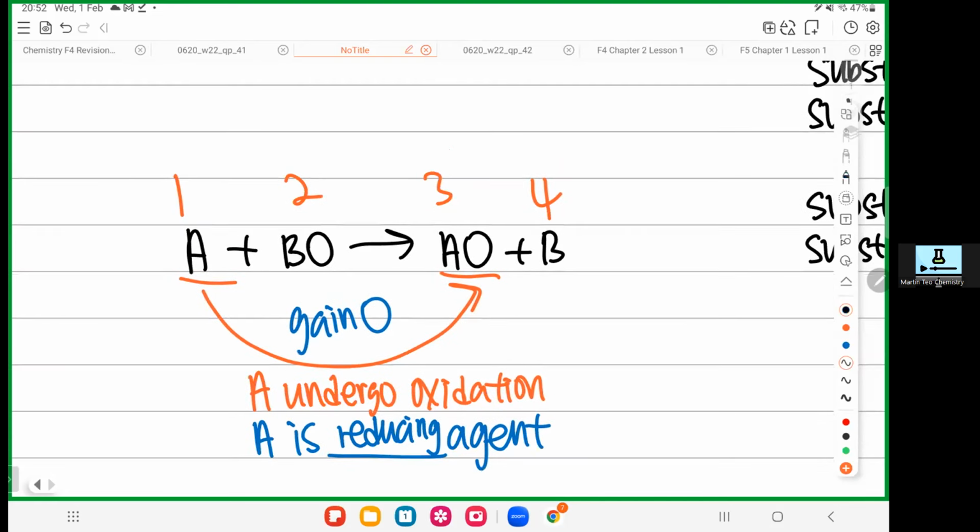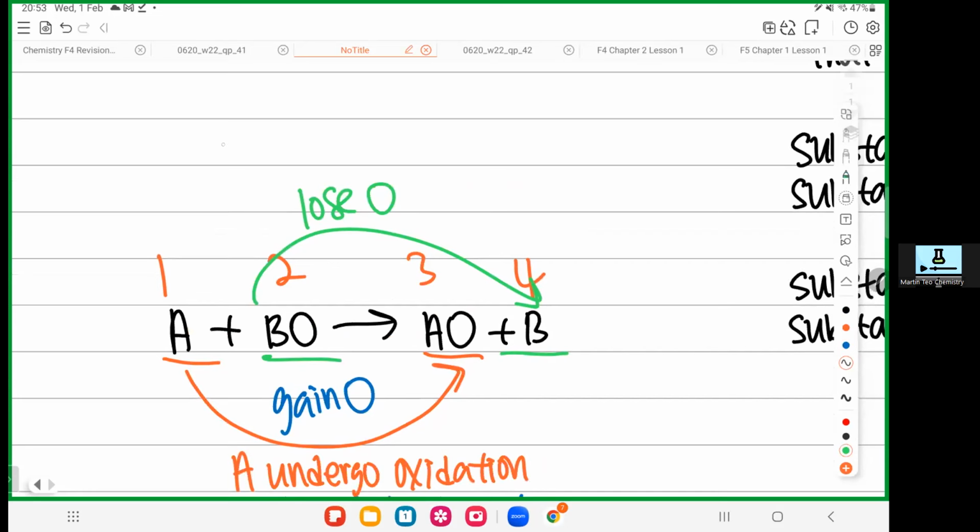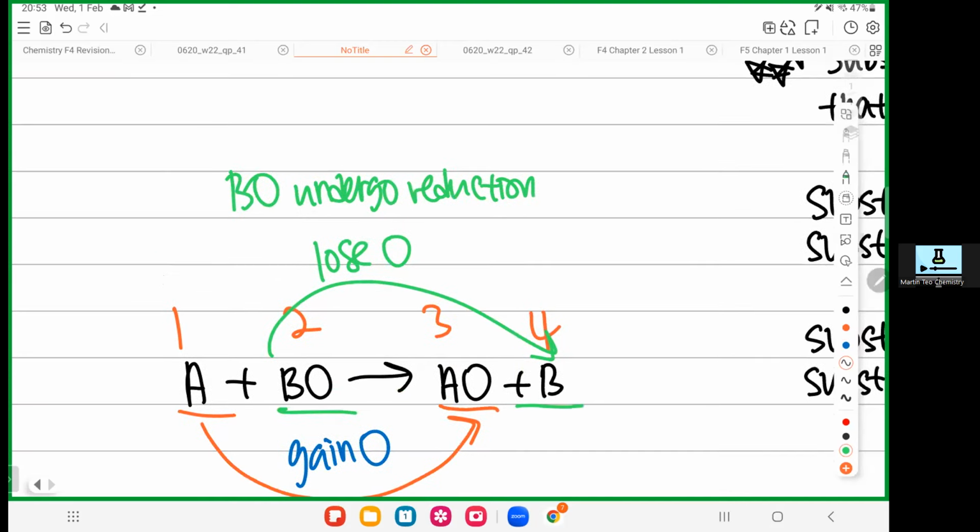Okay, guys, come on. BO to compare with B. Apple to apple comparison. BO to B. Got O, don't have O. What happened? Loses oxygen. So BO undergoes reduction, isn't it? Lose oxygen is reduction. So guys, can you type in the chat box? If BO undergoes reduction, what agent is it?